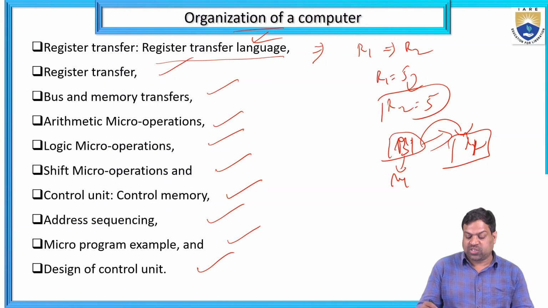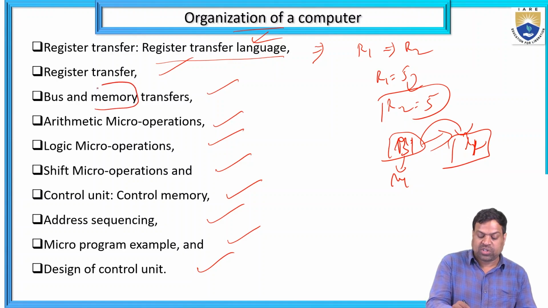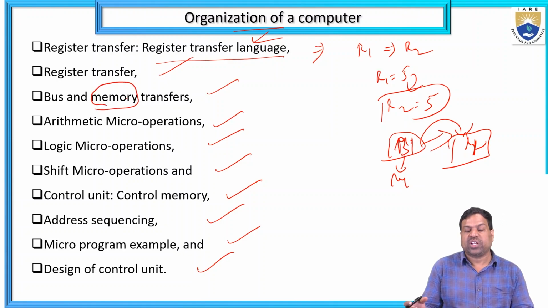Bus and memory transfers. Bus and memory transfer means already we know how many types of buses there are: address bus, data bus, and control bus. For the memory transfer, we have to transfer the primary memory into the secondary memory, and the secondary is converting to the primary memory. Then bus and memory transfers and arithmetic micro operations.